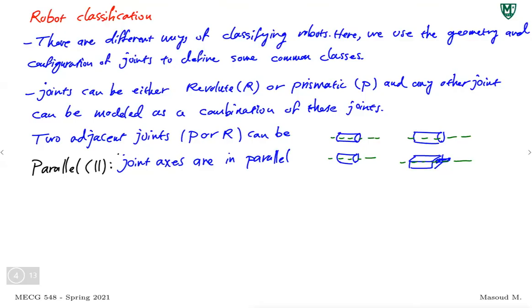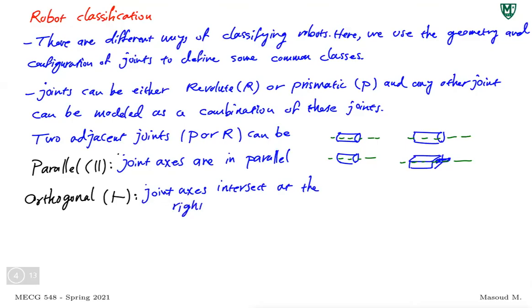Now, the second possible configuration for two adjacent joints, prismatic or revolute, is orthogonal. I'll represent that with this. Now, what's orthogonal? Well, orthogonal is when joint axes intersect at the right angle. Pretty straightforward again, but you have to be careful about the definition.